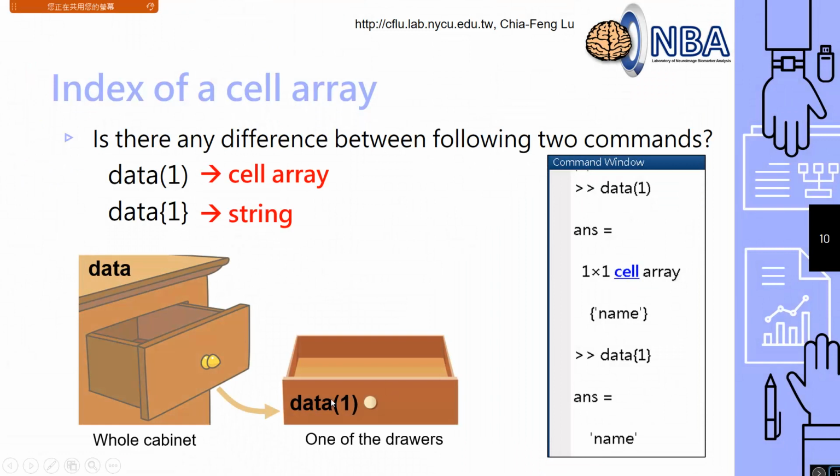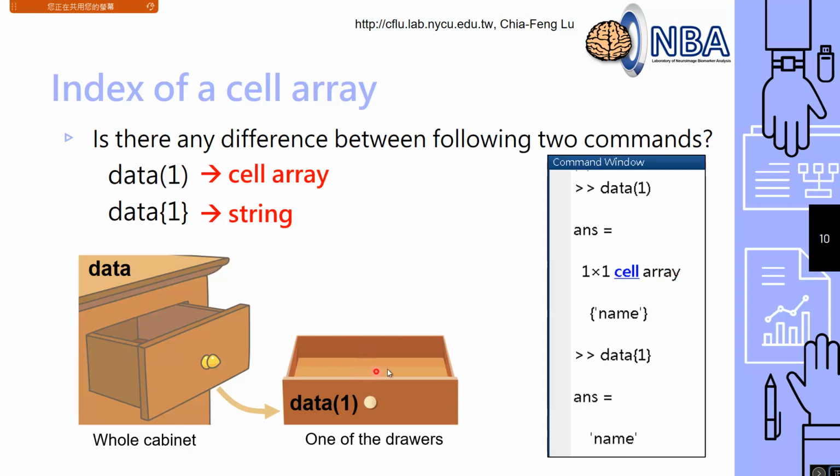When I am using something like this, you can see data with parentheses. Parentheses simply do the get value or set value by index. So basically, it will give you the whole drawer. You will just directly take the whole drawer out. So for this kind of thing, it is still a cell array. Do remember, each element within a cell array is a drawer, right?